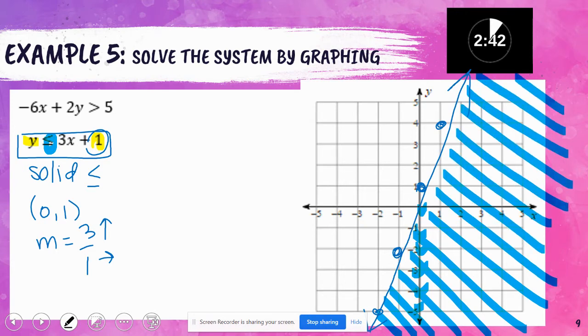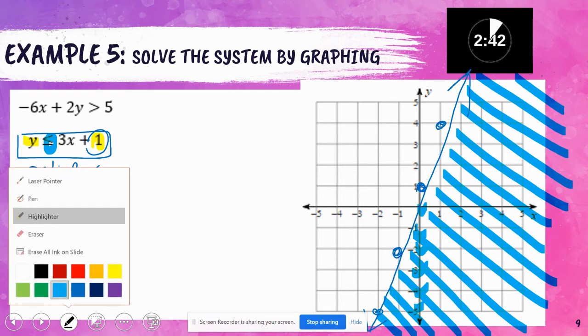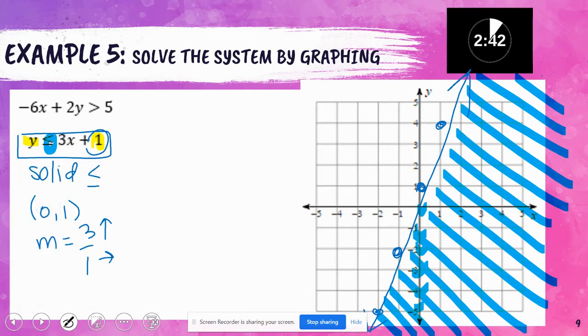Now that we've got one of them under wraps, it's time to tackle the other equation. And our other equation is negative 6x plus 2y is greater than 5. I also want this in a similar format because it's so lovely to graph. So, graph. We can add 6x to both sides as long as we do it to both sides. We end up with 2y is greater than 6x plus 5.